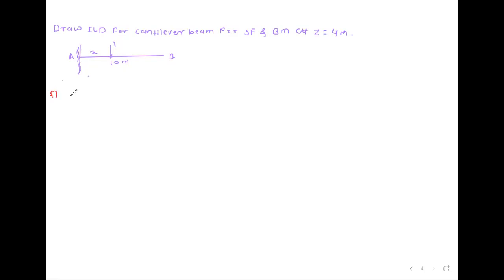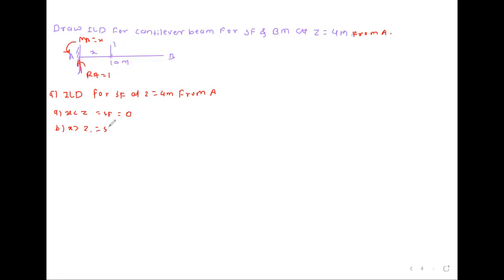So first we will draw the ILD for shear force at Z which is equal to 4 meter from A. Already you know that RA is equal to 1 and MA is equal to X. First you write the first condition, X less than Z. At that time shear force is equal to 0. And the second condition, X greater than Z, shear force is equal to 1.